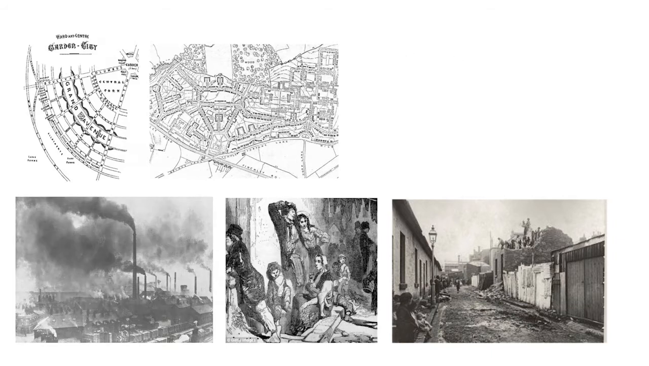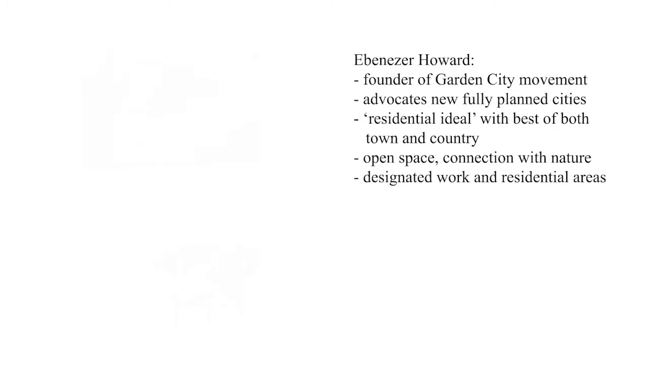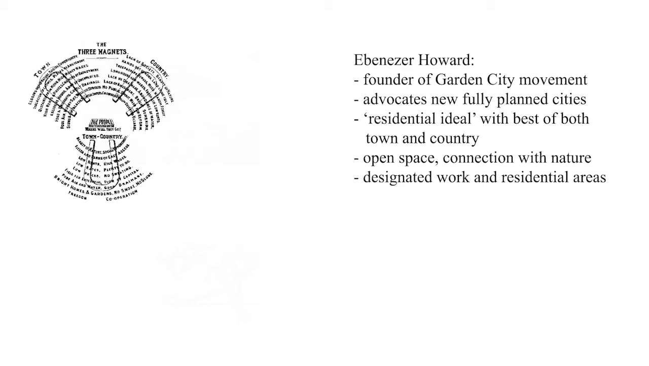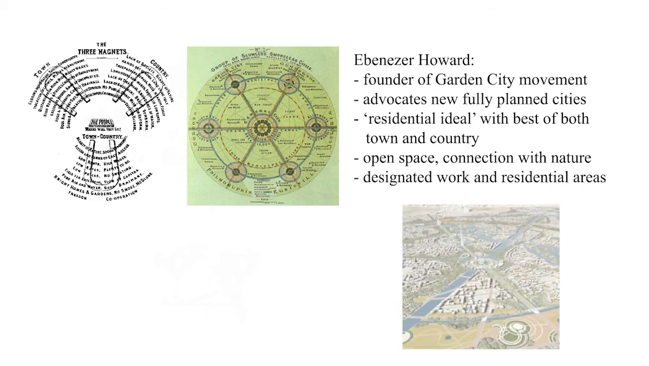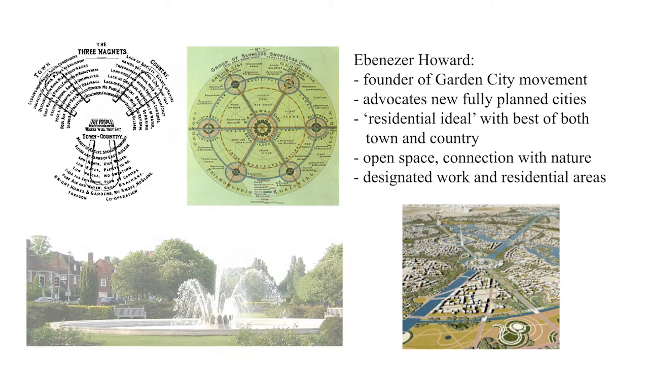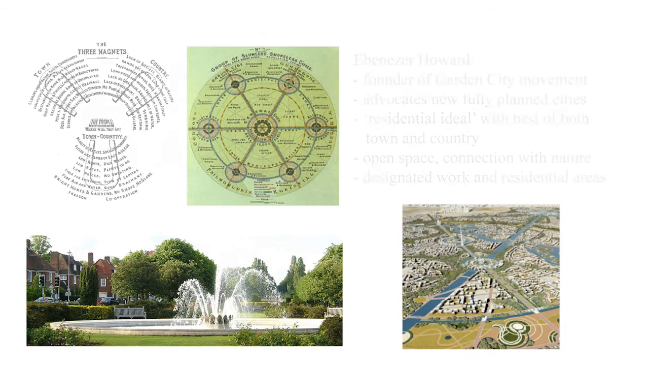Ebenezer Howard, the founder of the Garden City movement, advocated the creation of new, fully planned garden cities. He believed these would be free from the problems found in slums, fostering the notion of a residential ideal. These cities were to have abundant open space, a connection with nature, and designated residential, public, commercial and industrial areas, providing all the opportunities required for residents to live satisfied and productive lives.